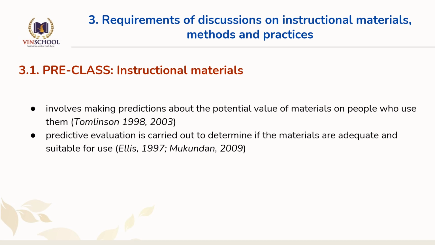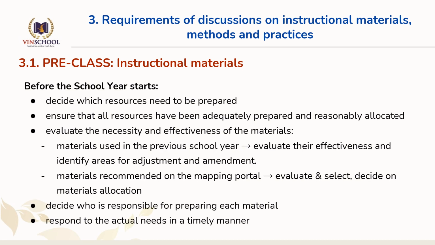Tomlinson indicates that this type of evaluation is often impressionistic, subjective, and unreliable, since the teacher scans a book quickly to gain an impression about its value. However, this type of evaluation is very important in the process of material selection. Ellis, 1997, and Mukundan, 2009, indicate that predictive evaluation is carried out to determine if the materials are adequate and suitable for use.